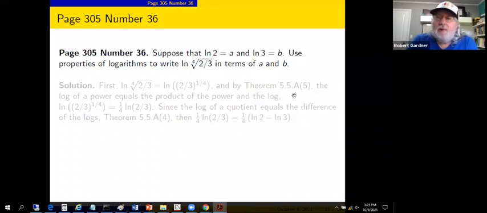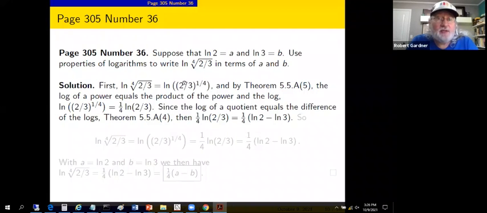Number 36 says, suppose natural log of 2 equals A and the natural log of 3 equals B. Okay, they're just introducing these parameters A and B, I think. Use properties of logarithms to write the natural log of the 4th root of 2/3 in terms of A and B. Okay, so we want to take this expression and write it in terms of natural logs of 2 and natural logs of 3. Here's a natural log, there's a 2, there's a 3, there's a quotient, and there's a 4th root. Fourth roots are exponents, and we know what to do with exponents.